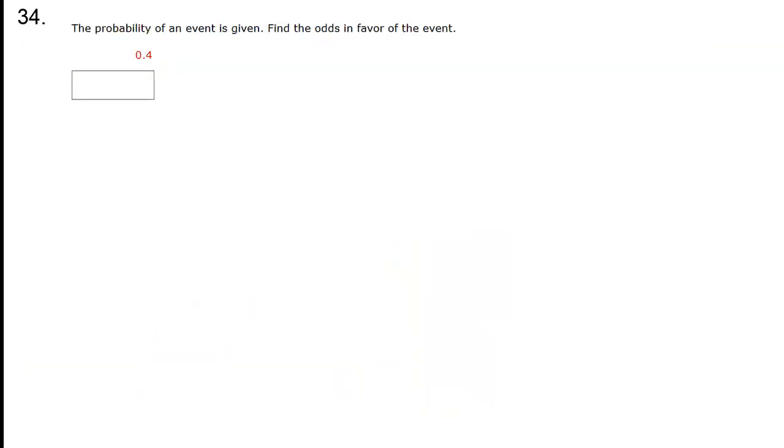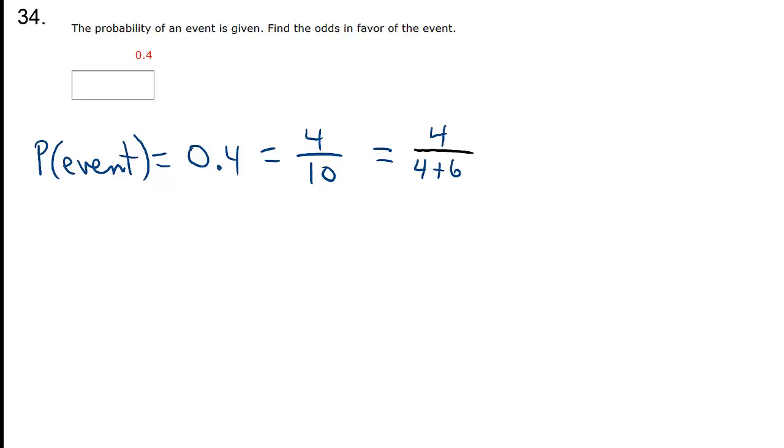The probability of an event is given. Find the odds in favor of the event. So it's 0.4. The first thing I would do is think of 0.4 as 4/10 and write it as a fraction. The reason I do that is because I know when I defined odds and probability, I use that B over A plus B definition. So if I see 4/10, I'm going to think of the numerator as a 4, and the denominator as being a sum that adds up to 10 that includes the 4. So since there's a 4 up top, I want a 4 down bottom, and it takes a 6 to make the 4 add up to 10.